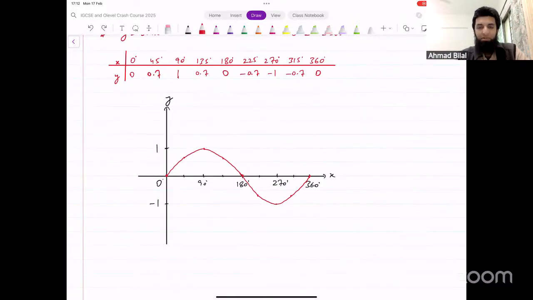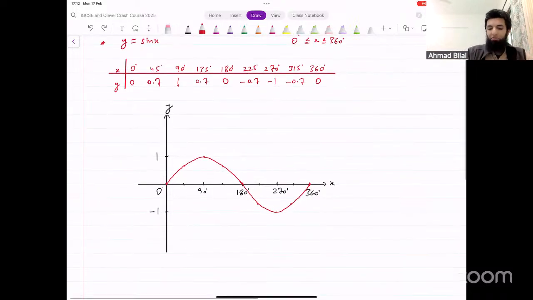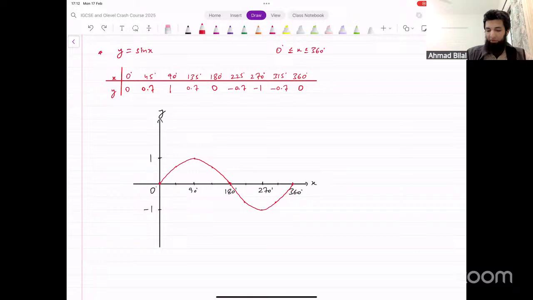Any problems with this? Any questions on this? No? All right, so you understand the shape of the graph. It's a curve like this.